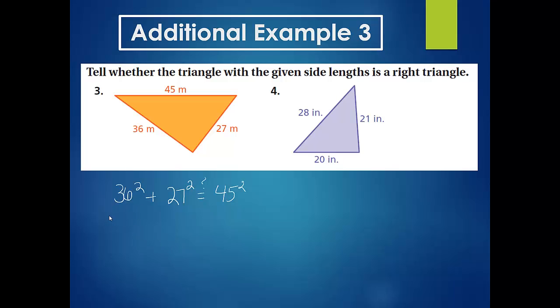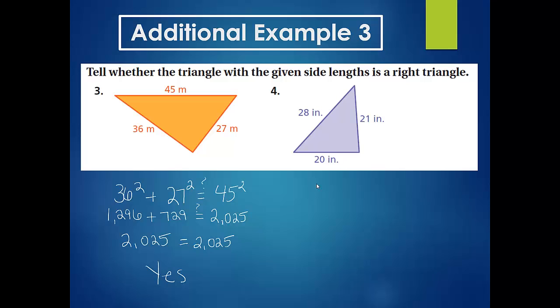36 squared is 1,296. 27 squared is 729. And 45 squared is 2,025. So now we're going to add up the left-hand side. And when we do that, we get 2,025, and that is equal to the right-hand side, which is 2,025. So yes, this is a right triangle.